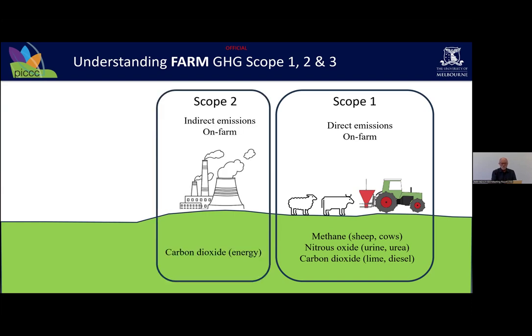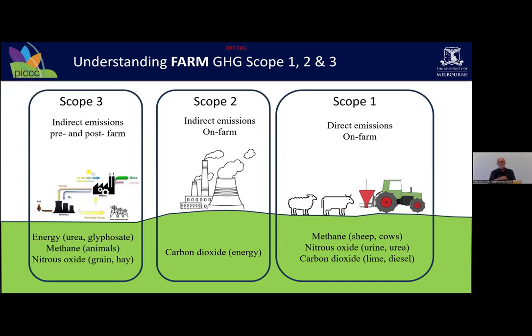Scope 2, I mentioned, would largely be electricity emissions or energy consumption. So that would be buying natural gas, that would be buying in energy from the grid. So the emission occurs in the Latrobe Valley or the Hunter River Valley, but occurs because you consumed on farm.